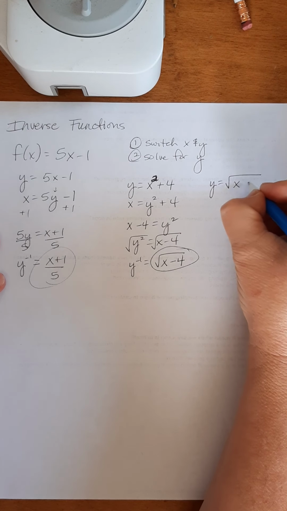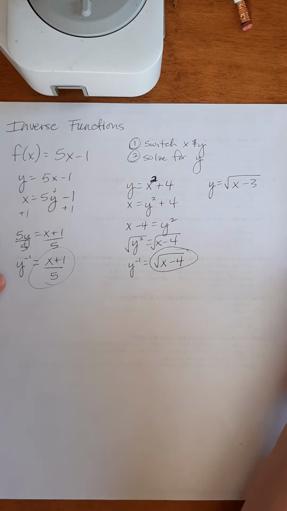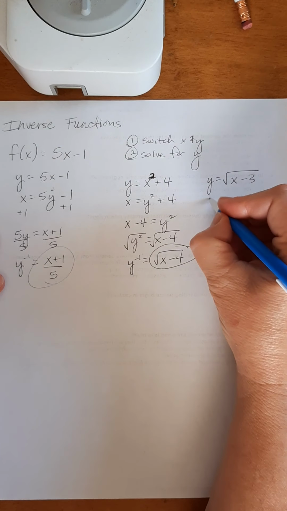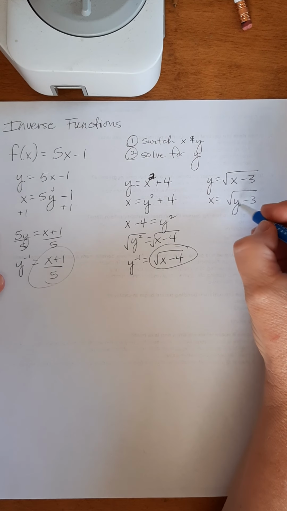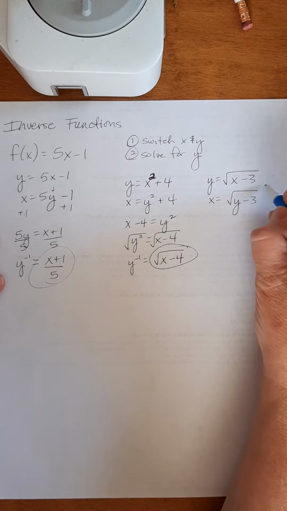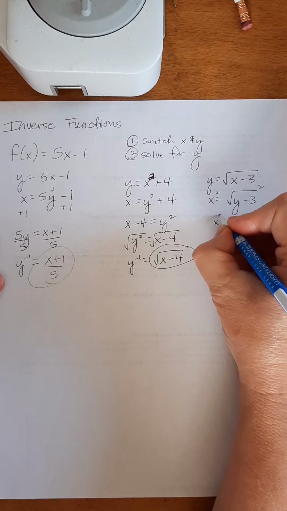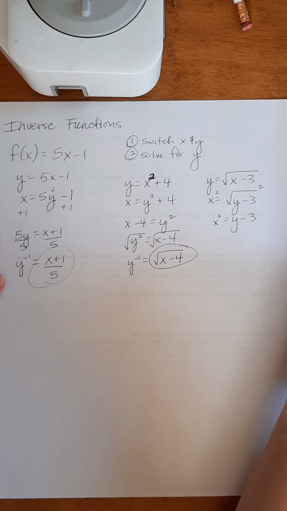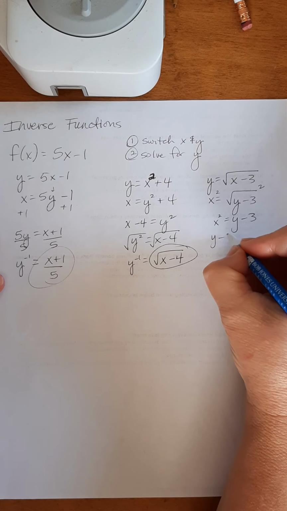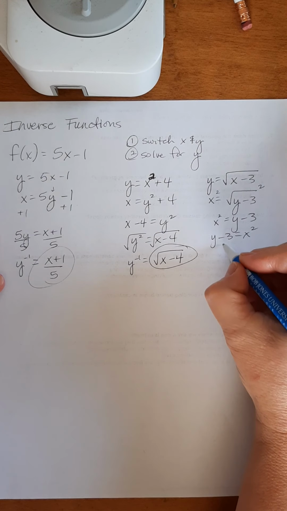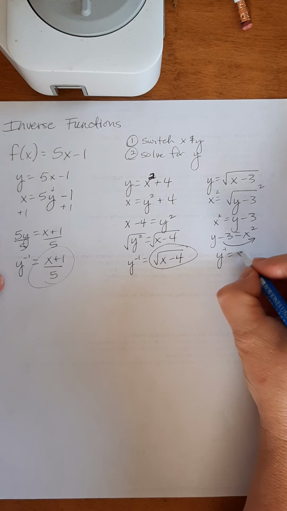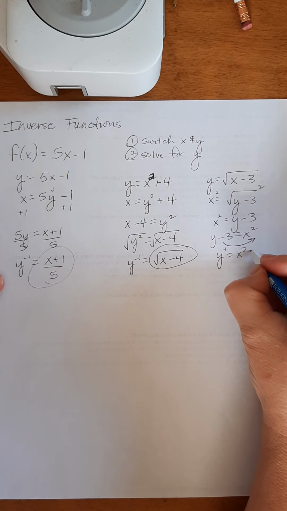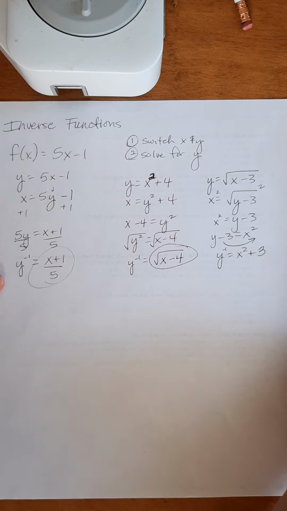What about, we'll do a square root, x minus 3. Switch x and y. Solve for y. So notice how we can't just add the 3 with a square root. So we have to square both sides. x squared equals y minus 3. And last step, to get y all by itself, add the 3. So inverse equals x squared plus 3.